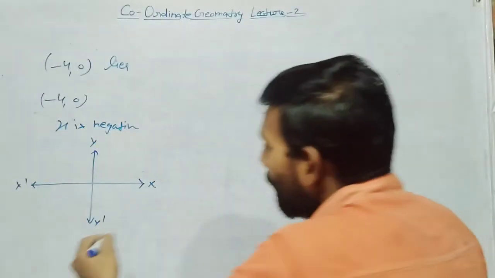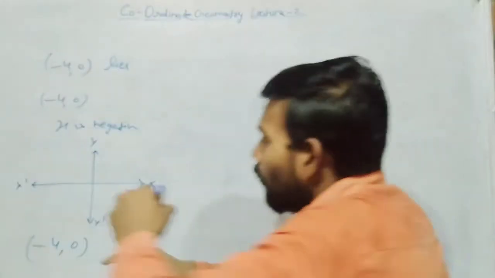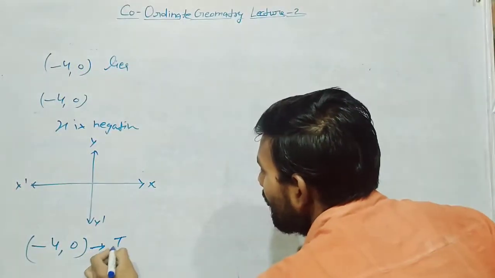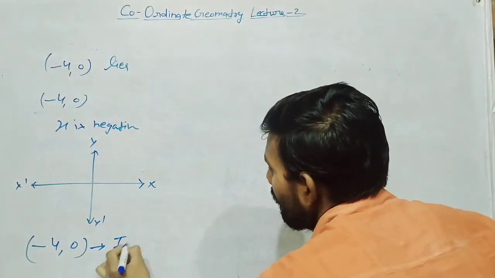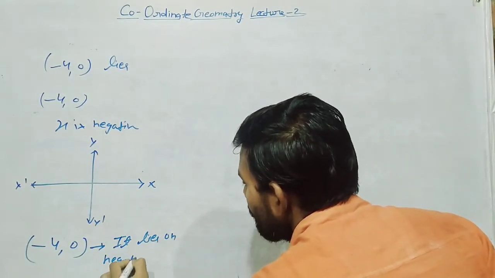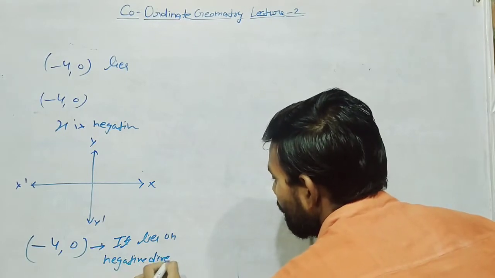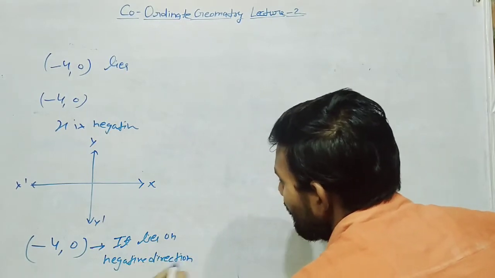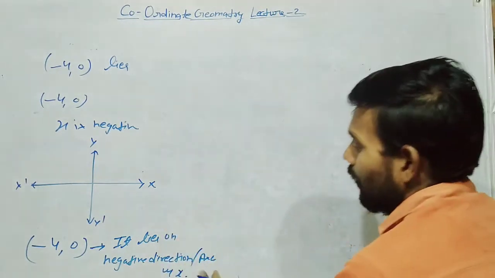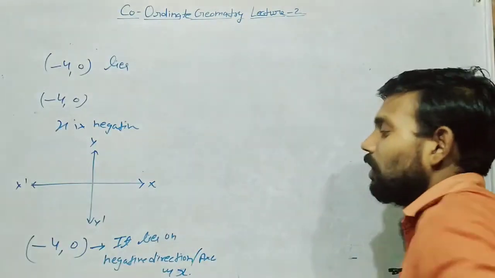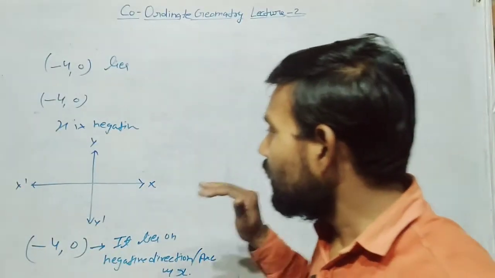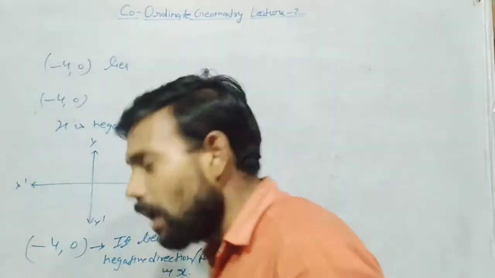So we can say -4, 0 has y coordinate 0 and x coordinate negative. So we can say it lies on the negative direction, or negative axis, of x. So -4, 0 is on the negative direction of the x-axis.